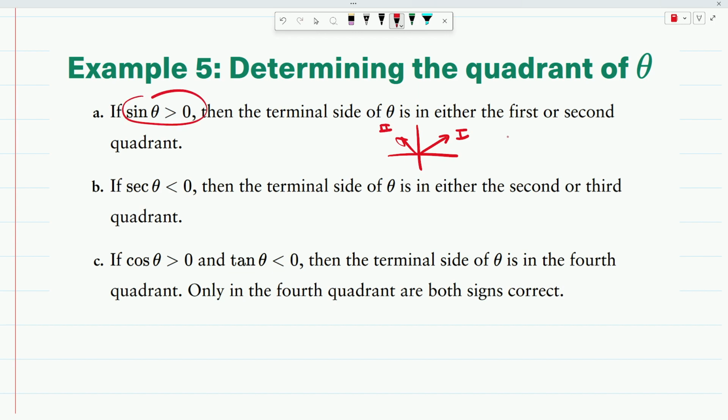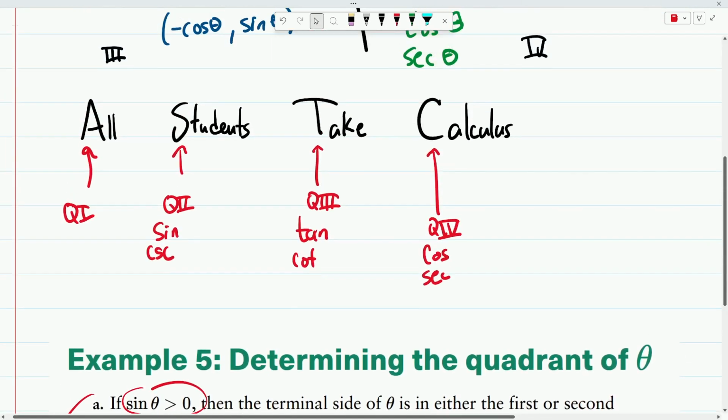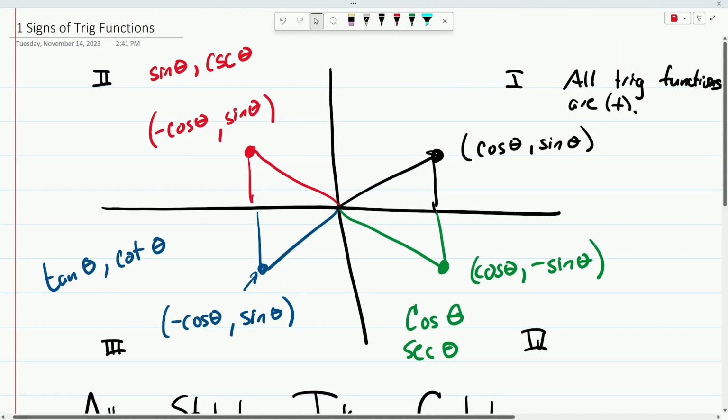And if you remember, every ordered pair is cosine theta, comma, sine theta. So if cosine is positive and sine is positive, you're in quadrant 1. If cosine is negative, however, and sine is positive, then you're in quadrant 2. So that's pretty much all this is saying right here. So this is a nice visual, I guess, guidelines to help you. Personally, I just go off this graph right here.